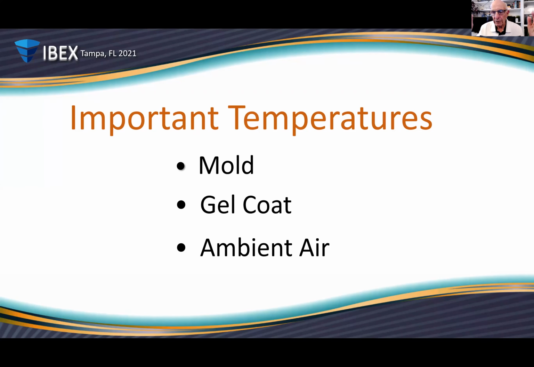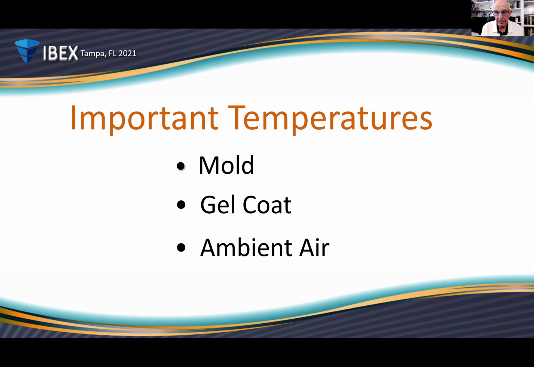You're in one of the northern climates and you have a mold that's outside or stored in an unheated building or something like that, and you pull it into the shop and the mold is 50 degrees and your gel coat and air temperature is 70 degrees. When you spray the gel coat on that cold mold, what temperature is the gel coat going to cure at?